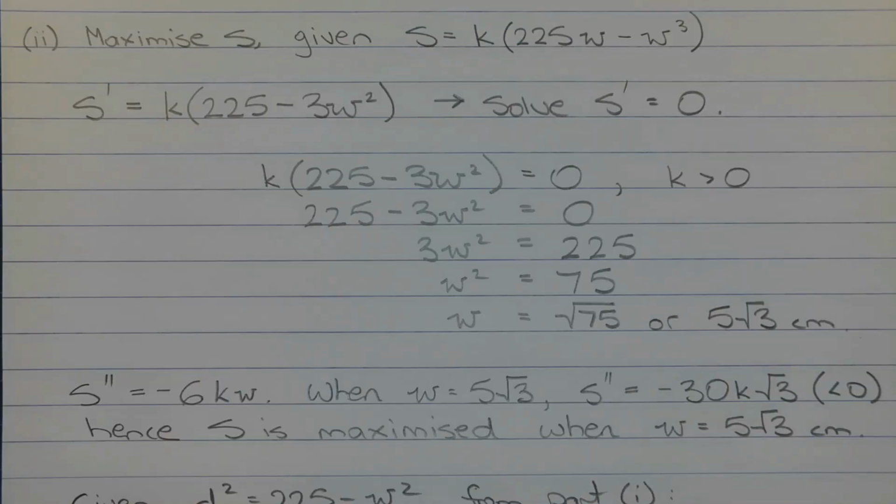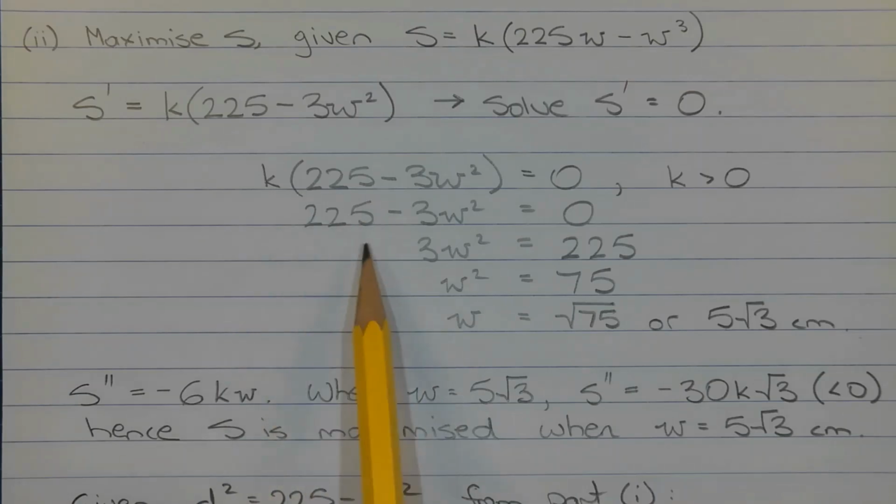Now whatever values of W that we find, we need to test those values to check that they correspond to a maximum value of S, not a minimum value of S or a horizontal point of inflection. And we can use the second derivative for that later on. So firstly, to solve S dash equals 0. So we have K times open bracket 225 minus 3W squared close bracket equals 0, where K is a positive value. Now because K is not 0, we can divide both sides of the equation by K to eliminate K, which simplifies the equation somewhat.